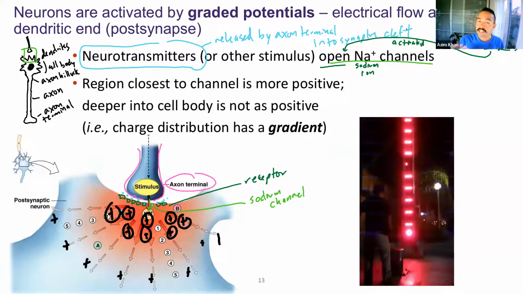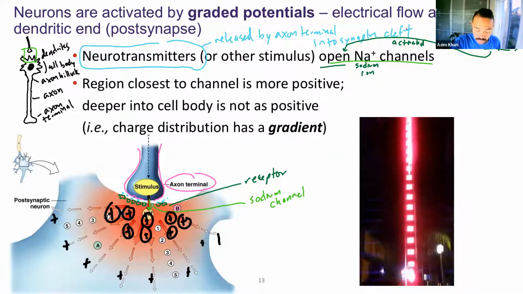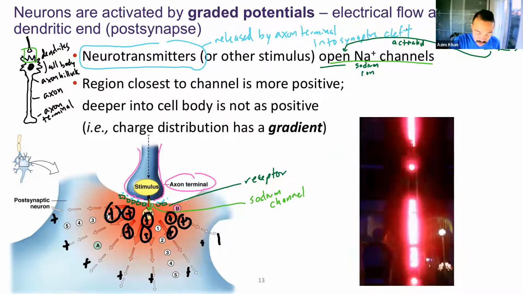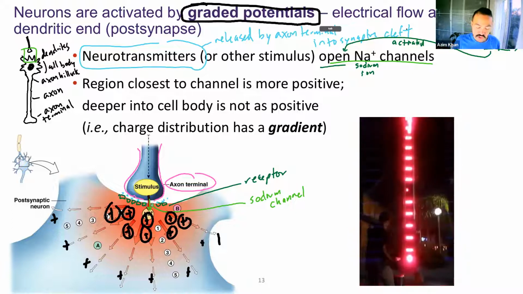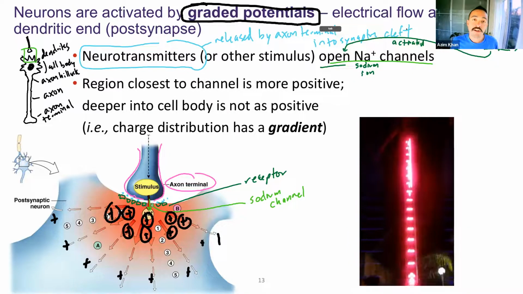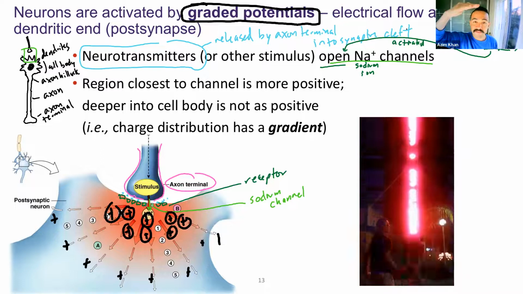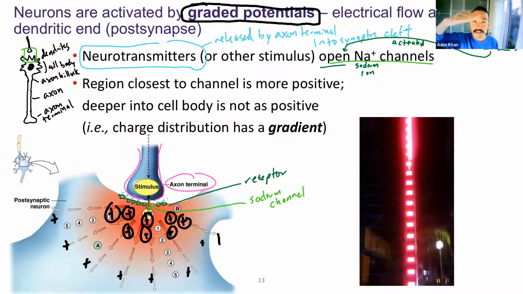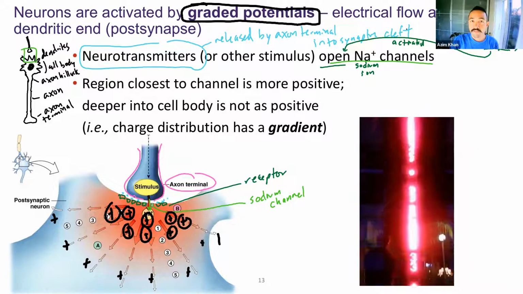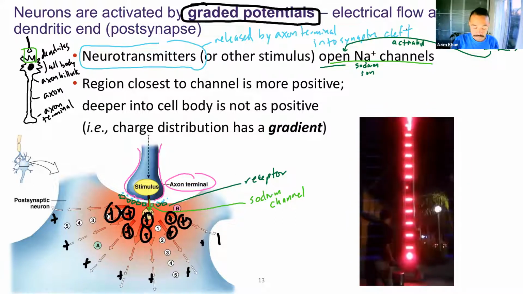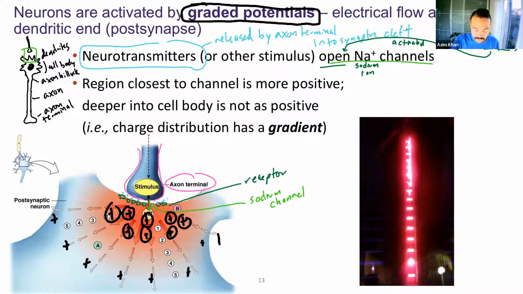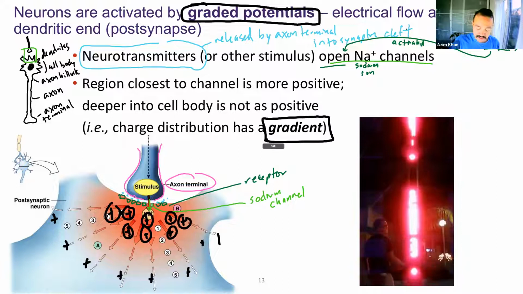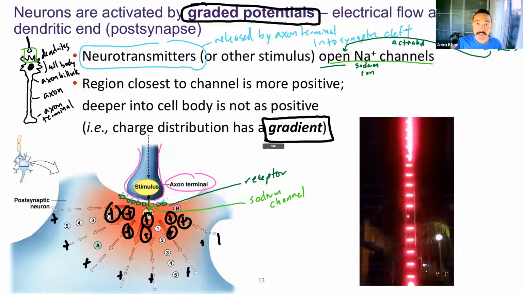Another word for electricity is a potential. So this is a graded potential. We call this a graded potential. It's very positive right where the ions came in. It's less positive farther from where it came in. In other words, it has a gradient, a graded potential.